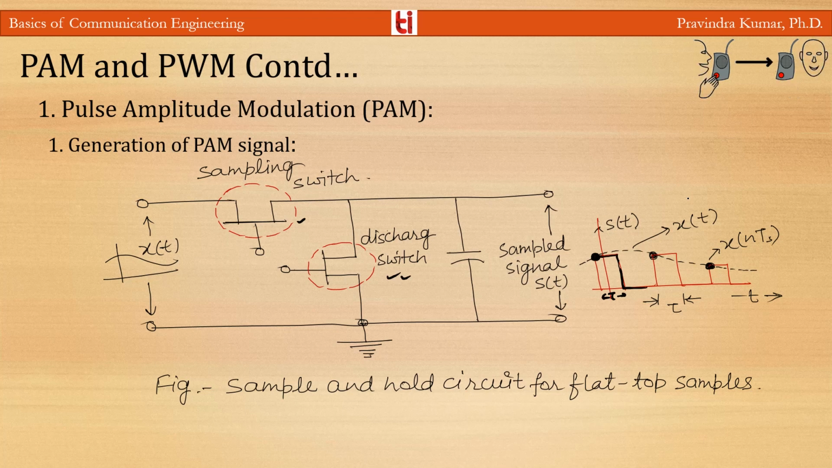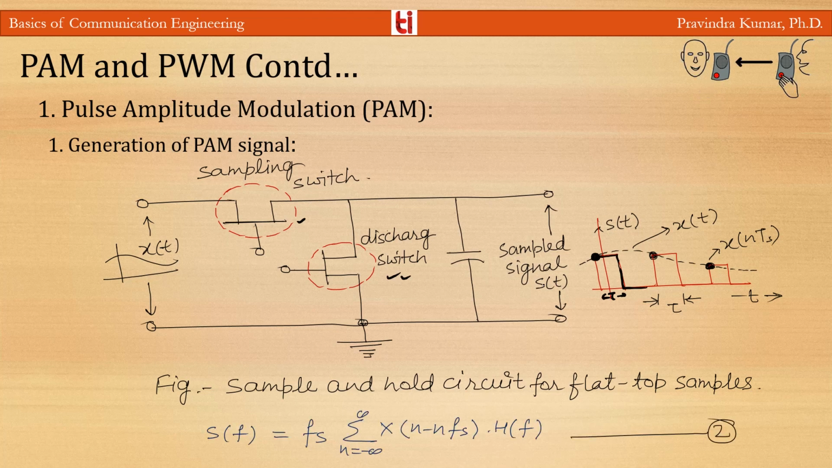At this point, the spectrum of the flat top PAM signal can be given as S_F(f) = Fs summation X(f - nFs) H(f).